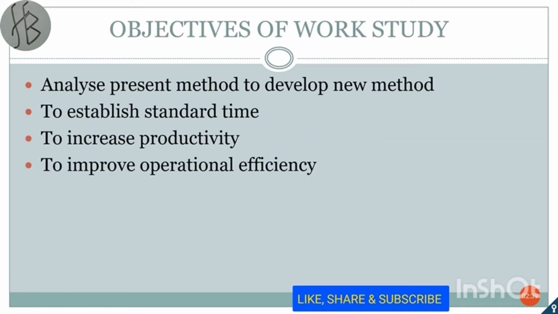Now, what are the objectives of work study? We do work study because we want to analyze the present method to develop a new method and in order to improve the existing method also. It helps in establishing the standard time of doing any work. Third, it helps in increasing the productivity. Fourth, it also improves the operational efficiency of the system. So these are the basic objectives of the work study.